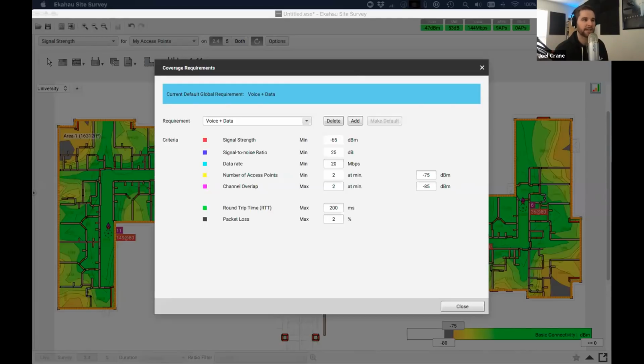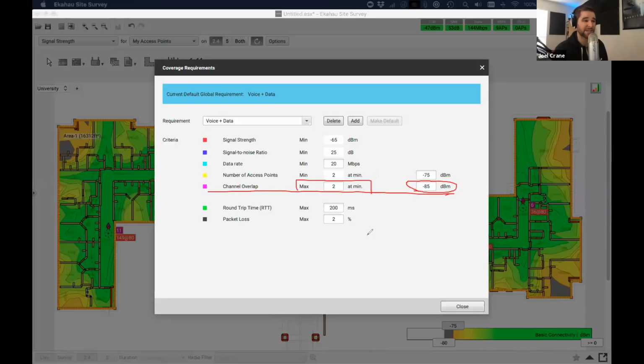And then finally, the last one that I like to talk about is channel overlap. This one helps us avoid stacking up a bunch of APs on the same channel. As you probably know, Wi-Fi is half duplex. Only one thing can talk on a channel at a time. APs are more like hubs than switches. That's the short of it. And so this says, okay, we want to see a maximum of 2 APs sharing the same channel at -85 dBm or higher.